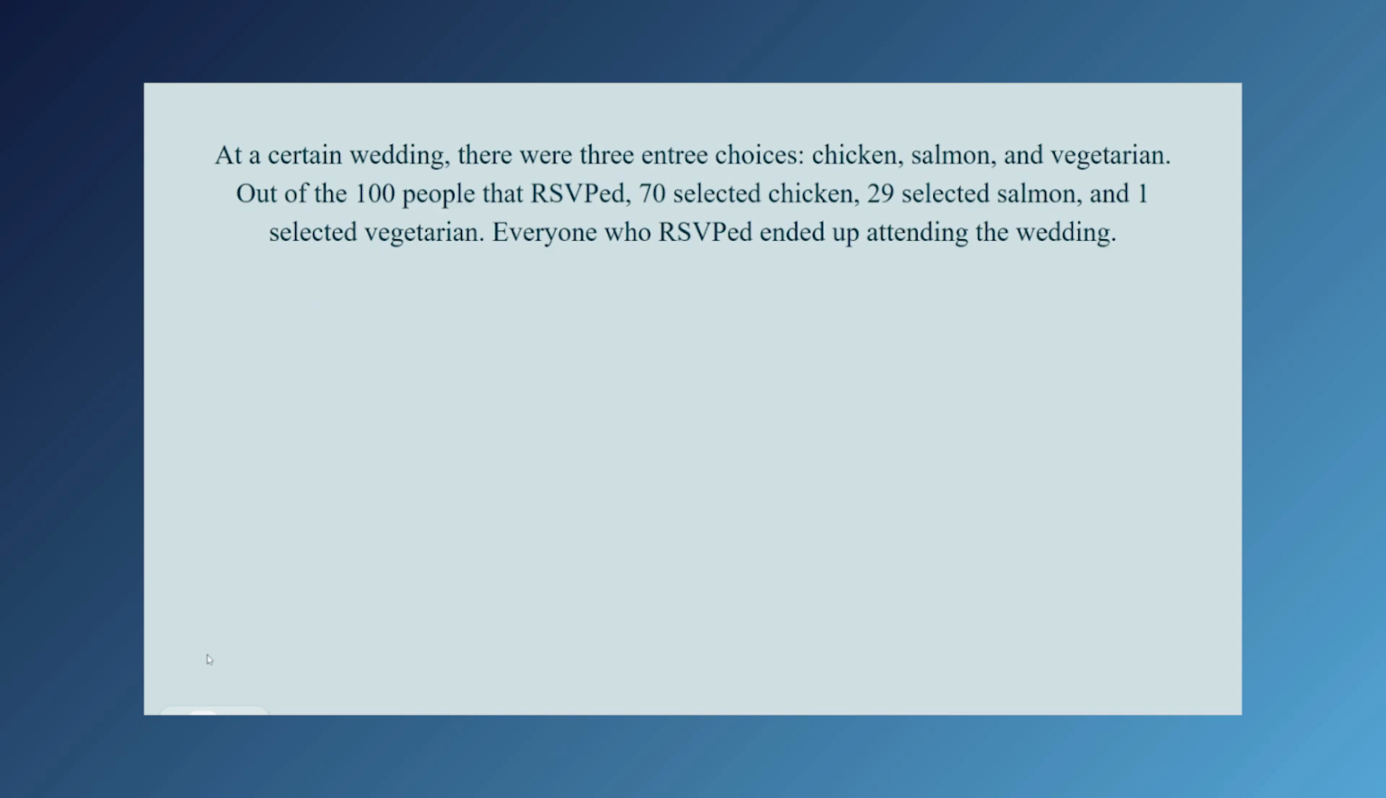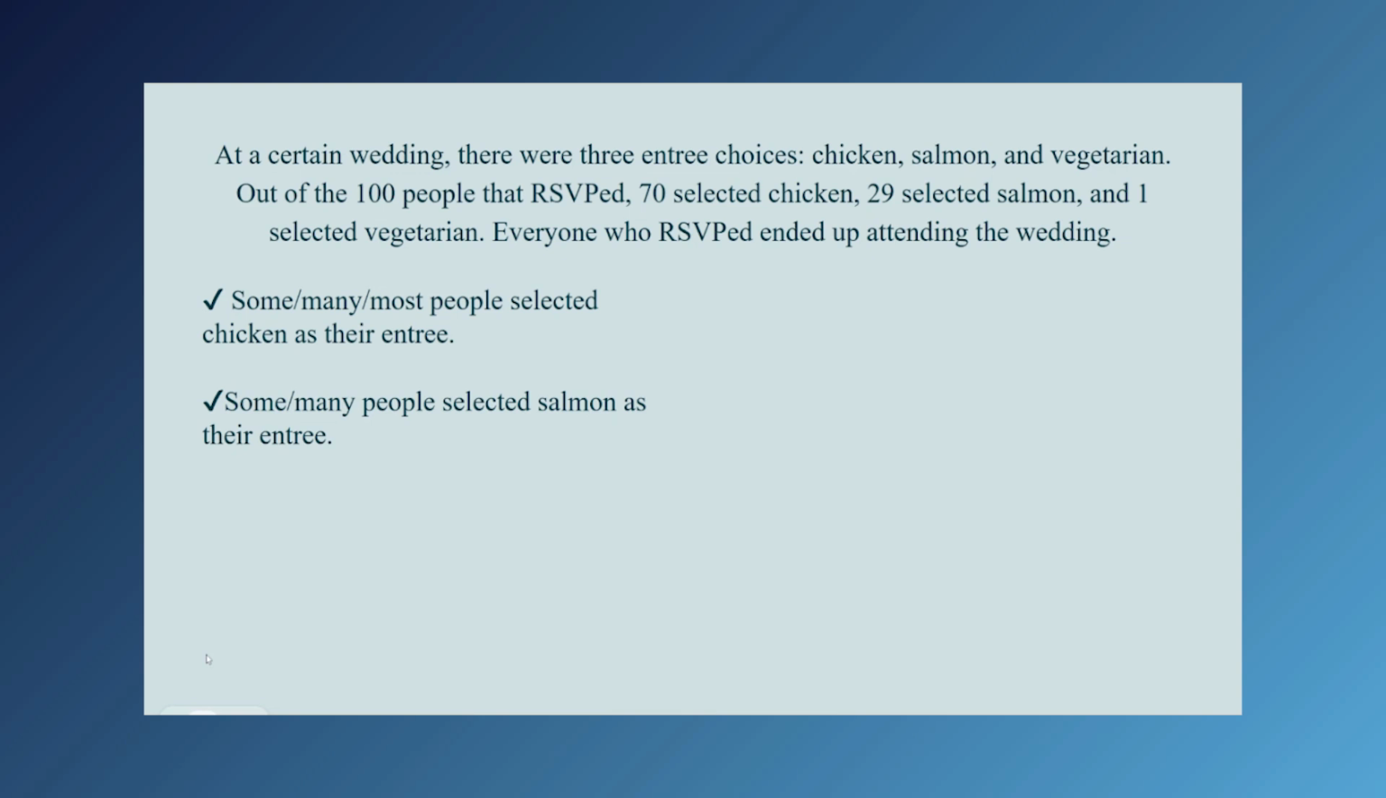At a certain wedding, there were 3 entree choices: chicken, salmon, and vegetarian. Of the 100 people that RSVP'd, 70 selected chicken, 29 selected salmon, and 1 selected vegetarian. Everyone who RSVP'd ended up attending the wedding. An answer choice that said some people selected chicken, many people selected chicken, or most people selected chicken as their entree would be fully supported.